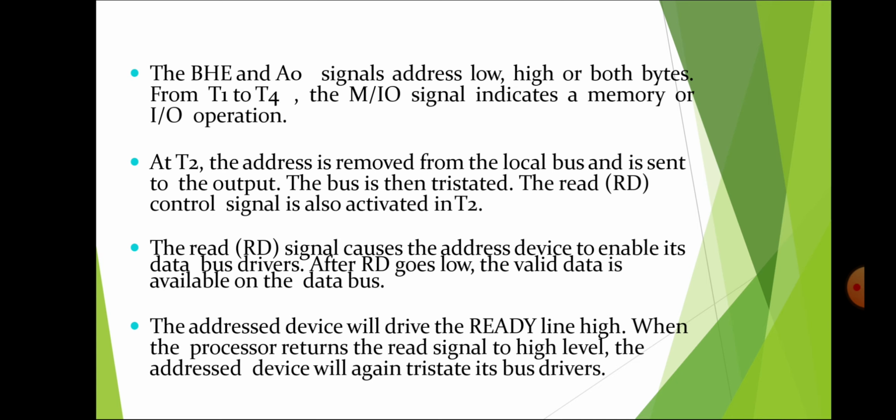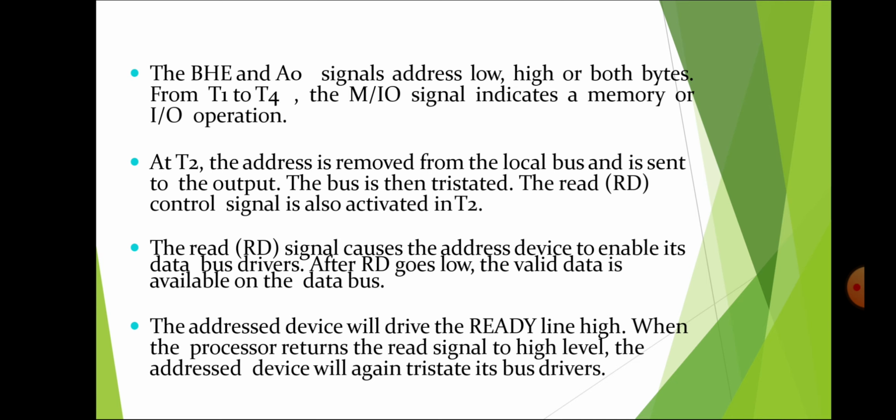Okay, so the BHE and A0 signals address the low, high or both bytes from T1 to T2, and the memory input output signal indicates the memory or input output operation. So this is nothing but the description of the timing diagram.